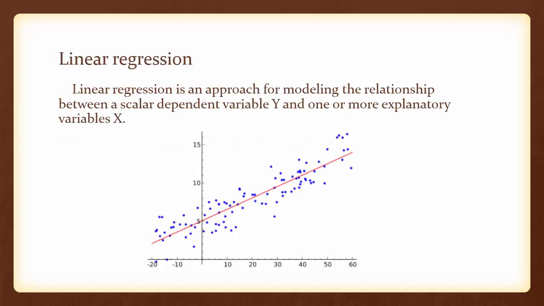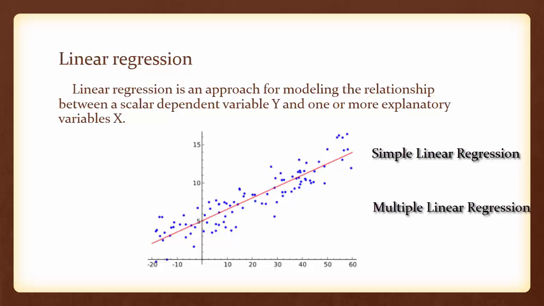Generally speaking, linear analysis, or more scientifically, linear regression, is an approach of modeling a relationship between a scalar-dependent variable y and one or more explanatory variables x. When there is only one explanatory variable, we call it simple linear regression. On the other hand, the cases where more than one explanatory variable exists are called multiple linear regression.